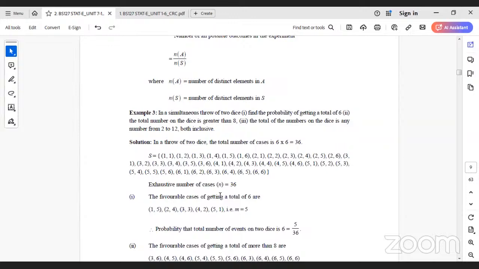One example we have to see. Tell me the important questions. Nothing, sir. Okay. In a throw of 2 dice, the total number of outcomes is 6 into 6, 36.